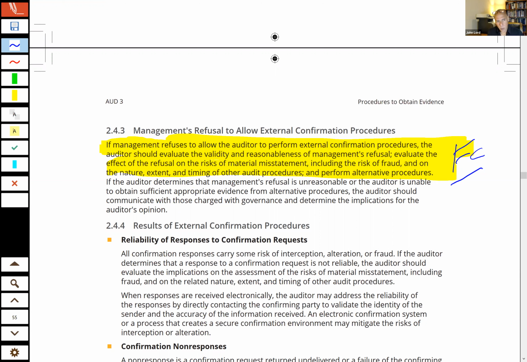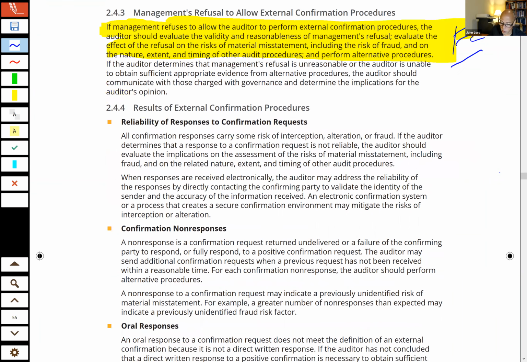For example, if we're confirming accounts receivable, what we could do is look to see if they collected on some major receivables early in the next year. And if they did, then we have evidence to support the existence assertion and we may not have to confirm. Okay, so there is always an opportunity to do an alternative procedure, and that's okay. Now we come over and we take a look, and all confirmation carries some risk.